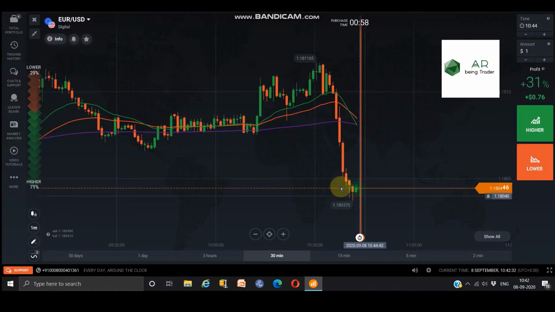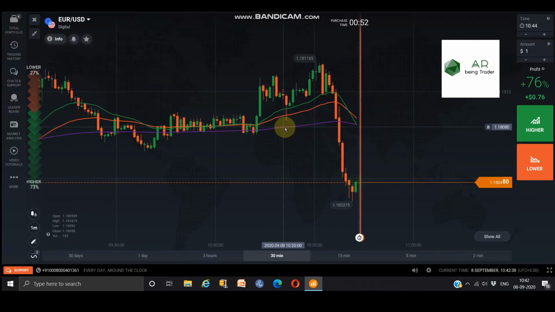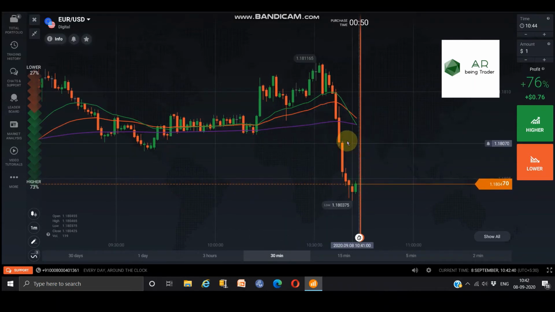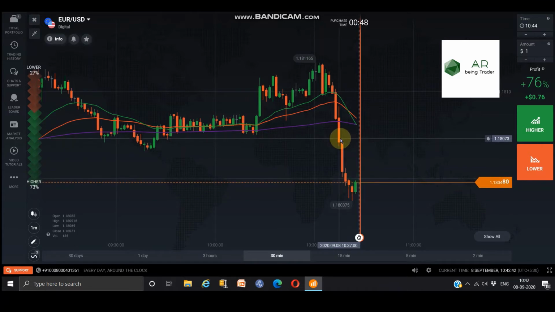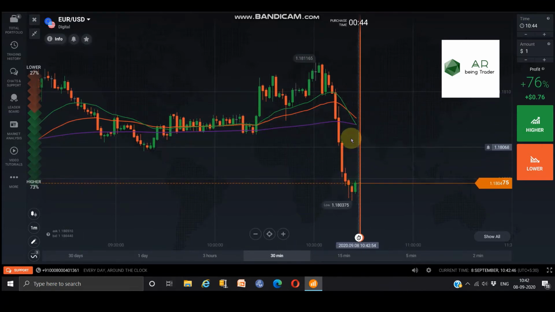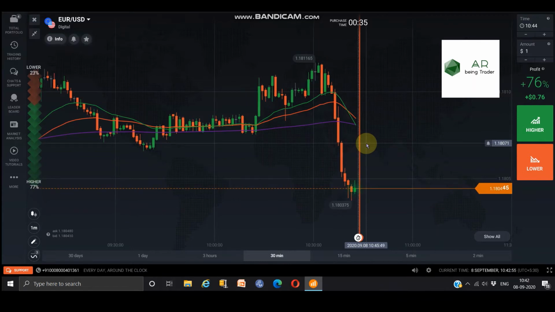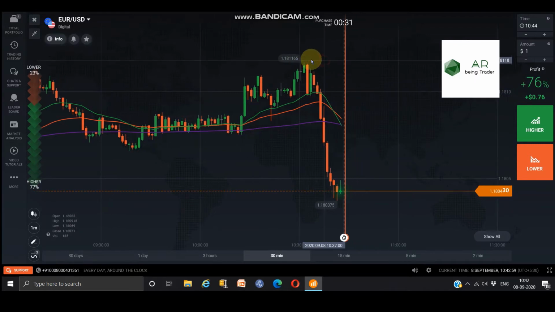Please don't place your trades until these lines come below this 200 EMA. If you are trying to place trades for a downtrend, please place your trades along with the trend. Why? Because see here, if you place a call option here, it will definitely go down a level, because these moving averages are telling us that the market is changing its trend. So always remember that.